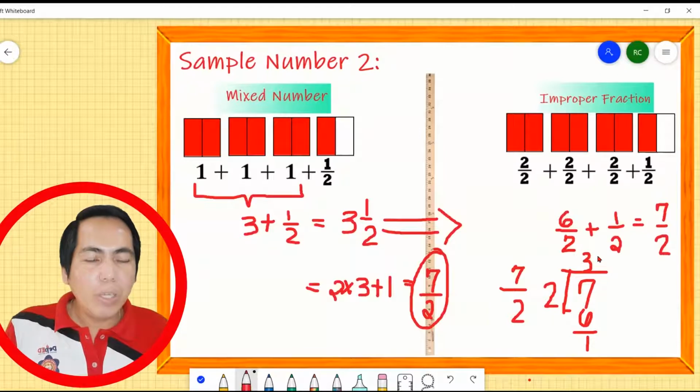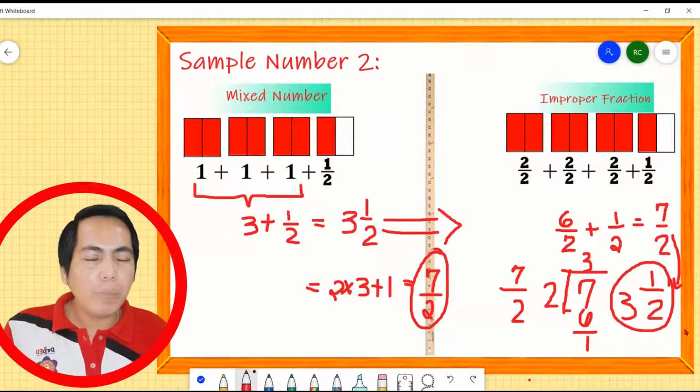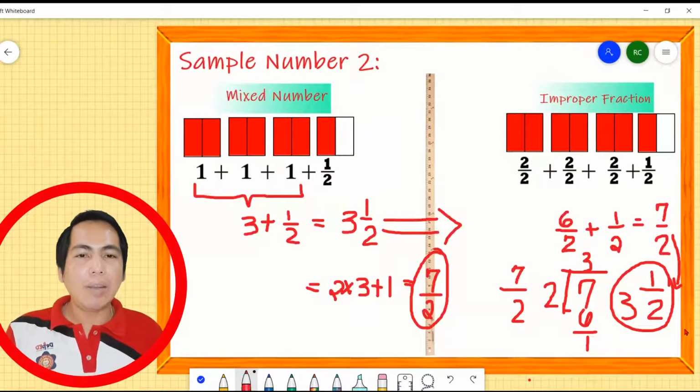Again, our quotient 3 will serve as our whole number. The remainder 1 will serve as our numerator, and the divisor 2 will serve as our denominator. That's why the equivalent mixed number of 7 halves is 3 and 1/2.